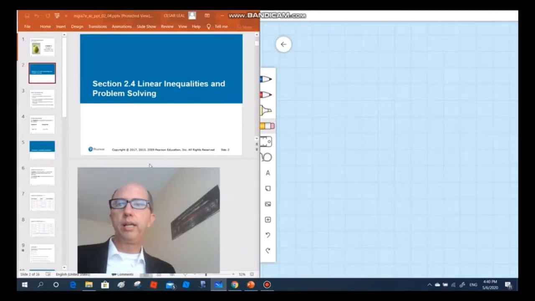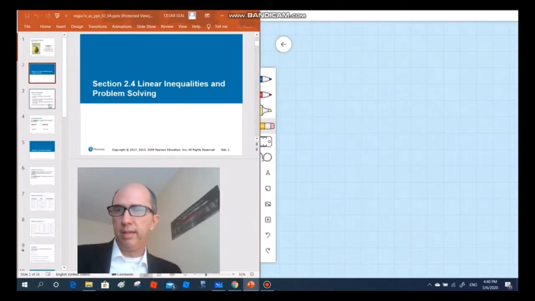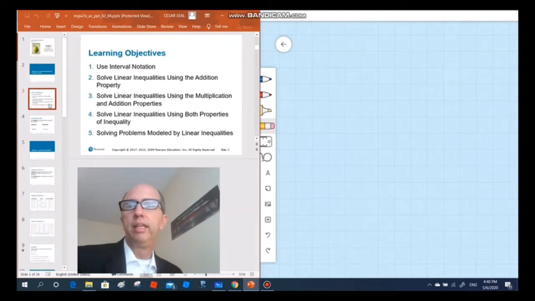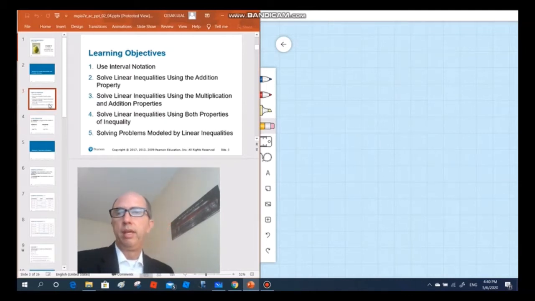Hello, now we will work section 2.4, linear inequalities and problem solving. And the first thing we're going to have a look at is the learning objectives. We will learn how to use interval notation, how to solve linear inequalities, how to apply the addition property and multiplication property, how to solve linear inequalities using both properties together, and solving problems modeled by linear inequalities.